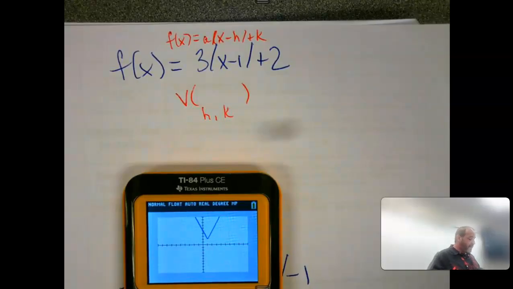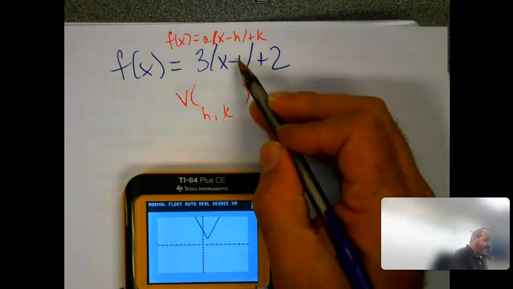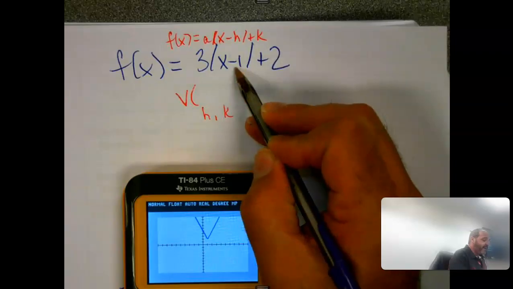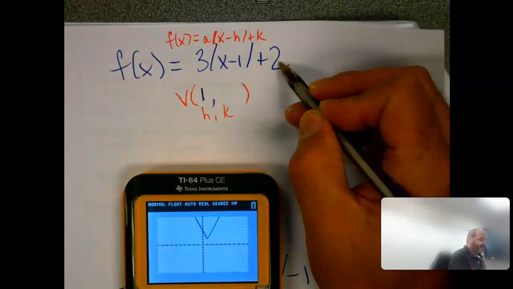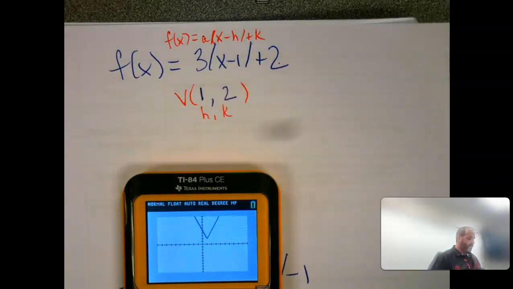So, easy peasiest way to do it is to say, ooh, this is the opposite of h, so if it's -1, the opposite of that is 1. And plus k just means I keep what's there. So my vertex is at (1, 2).